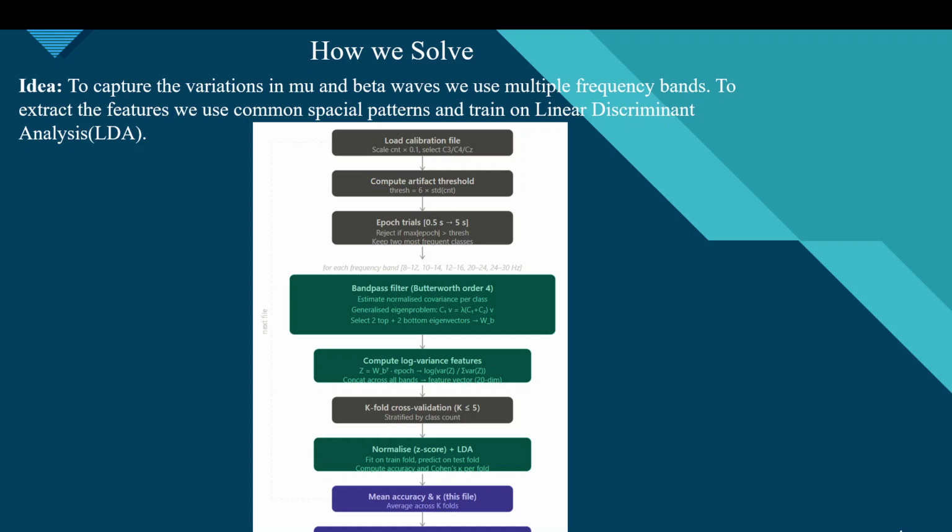Then we take the 20 second signal and split it into a time window of 0.5 to 5 seconds. That's called epoching, because we analyze the signal in this time window and take the decisions accordingly. Then we give it to a band pass filter, generally a Butterworth filter of order 4. After the filtering is done, we solve an eigenvalue problem to get our features. Now I'll explain it in more detail.